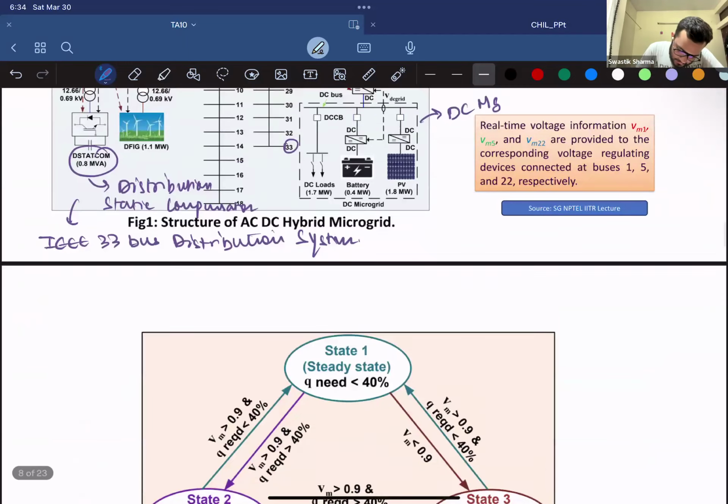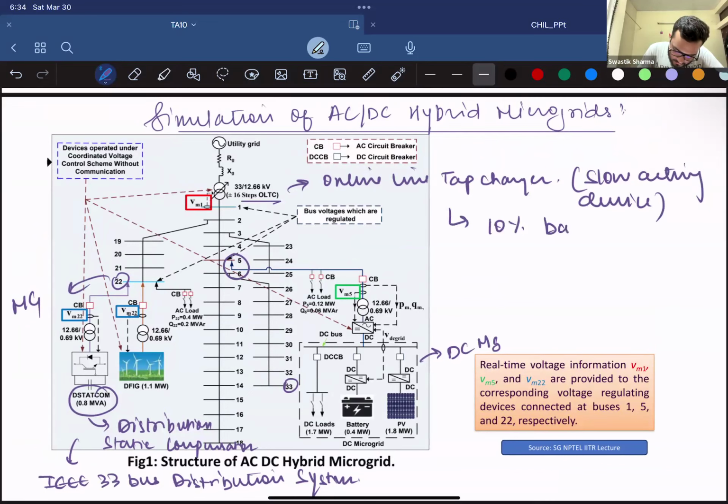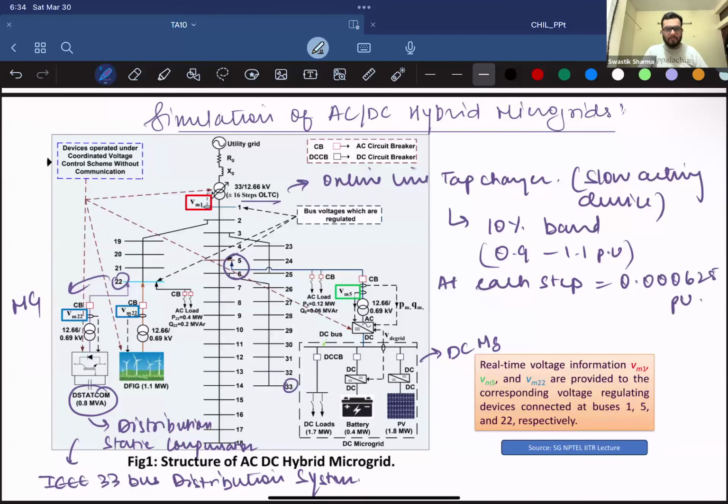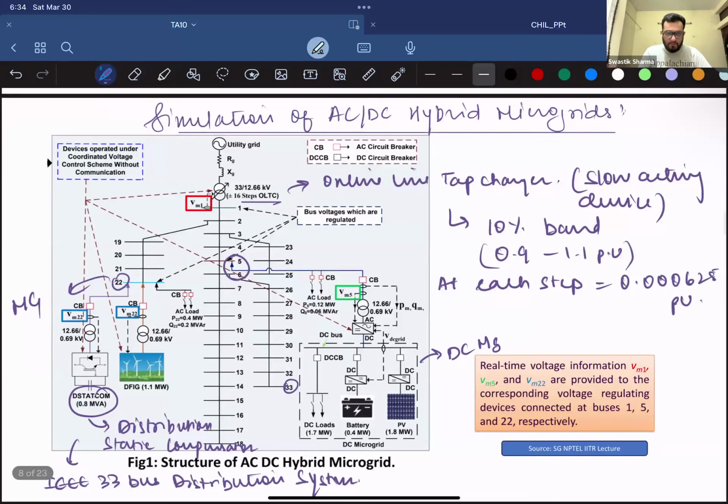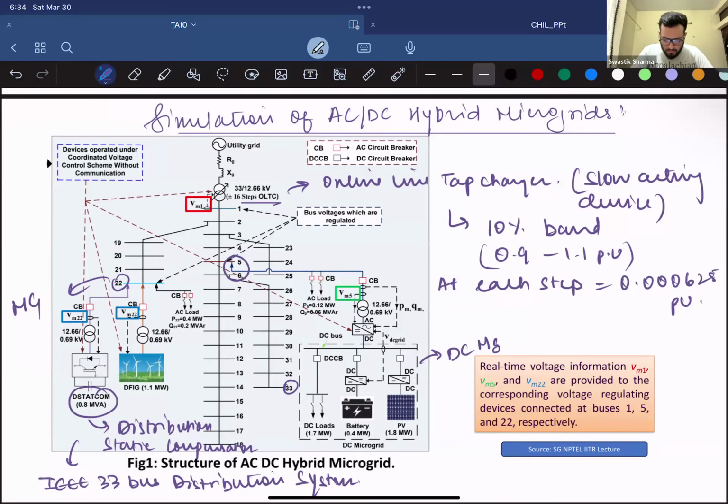And this helps in maintaining the 10% band, which is 0.9 to 1.1 pu of voltage. And since there are 16 steps, at each step your voltage is controlled by 0.00625 per unit. Always remember this. So because of this, you are able to get at least 0.00625 change in voltage if you move your step up or down, given it's a regular position.